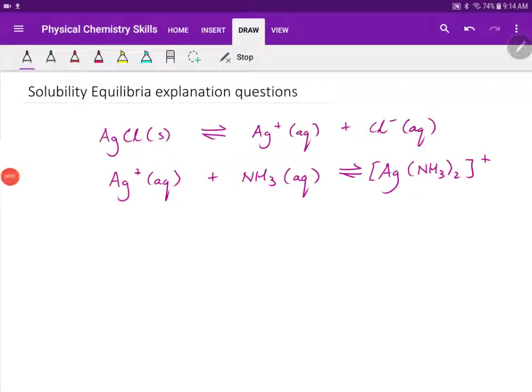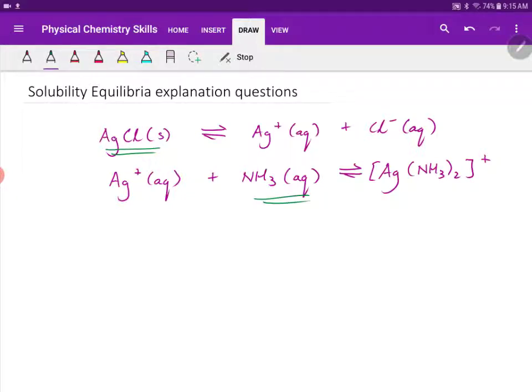Hi everyone, in this video we are going to talk about solubility equilibrium explanation questions and how to effectively answer them. For these questions, it is important for us to look at the phenomenon that's occurring. For example, in this case we need to explain why silver chloride solid will dissolve in excess when excess NH3 is added to it.